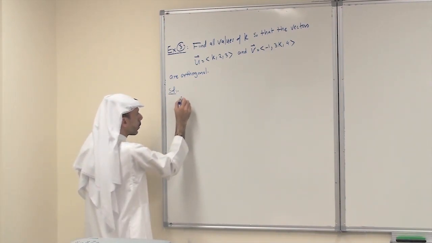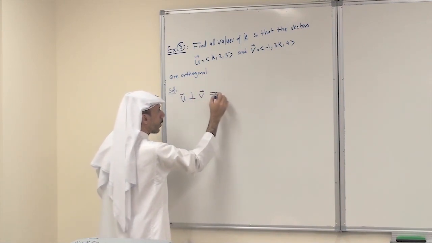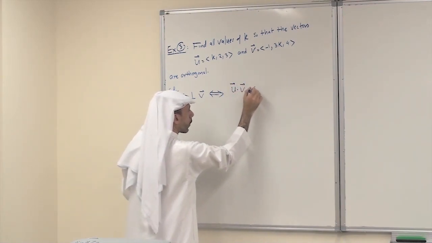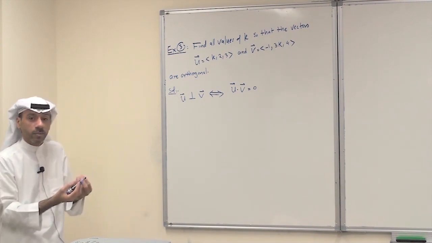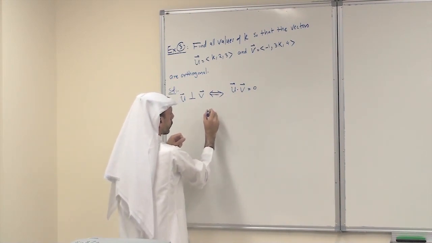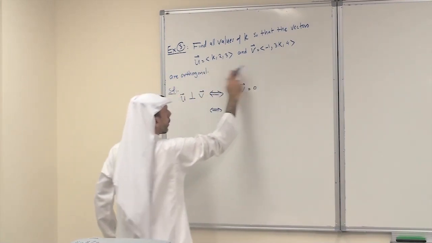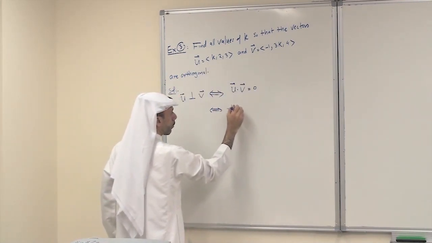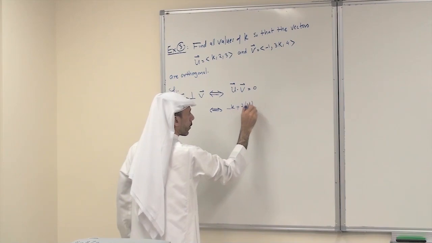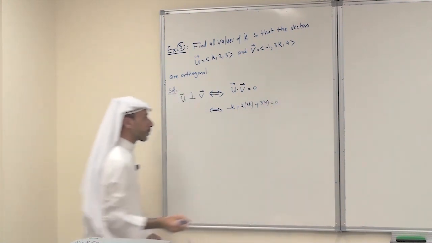The vector u is perpendicular or orthogonal to the vector v if and only if the dot product is 0. So we try to find the dot product and then solve for k. So this implies just compute the dot product. What is the dot product? Just multiply the corresponding components. k times minus 1, this is minus k, plus 2 times 3k, plus 3 times 4, equal to 0.